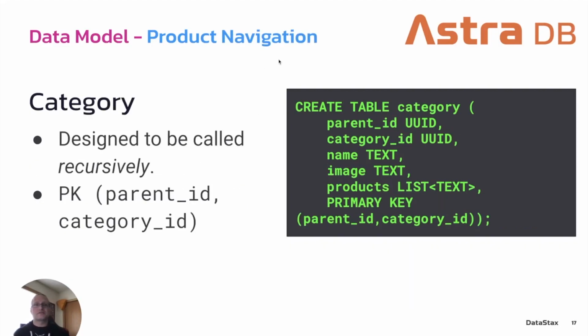And lastly, of course, we have our category table, which we've talked a little bit about, with the parent ID as the partitioning key, and then category ID as the clustering key. That's so that we can have multiple categories per parent. And again, as I said, this is designed to be called recursively, going through a list of different category IDs every time until you finally work your way down far enough that the products list is populated.